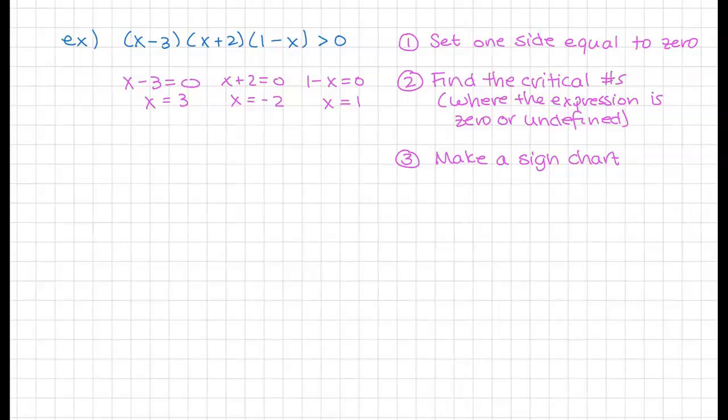So if you have something that works for you, by all means, keep doing it. I'm totally fine with that, as long as it's mathematically valid, I don't have a problem. But let me show you what a sign chart is.